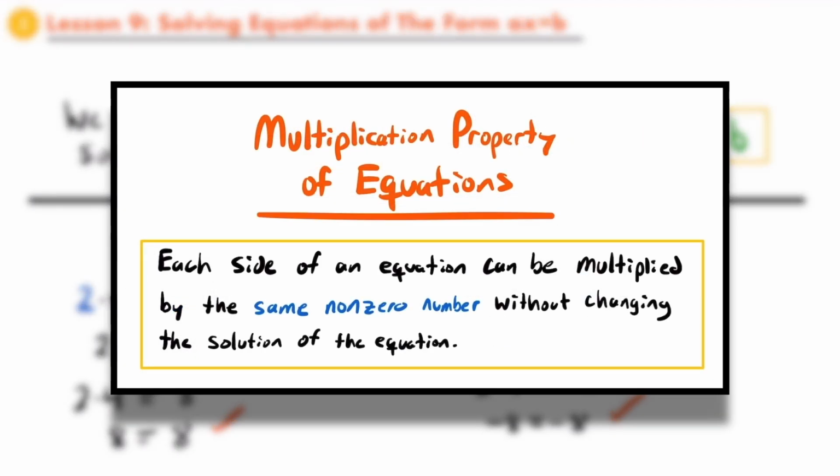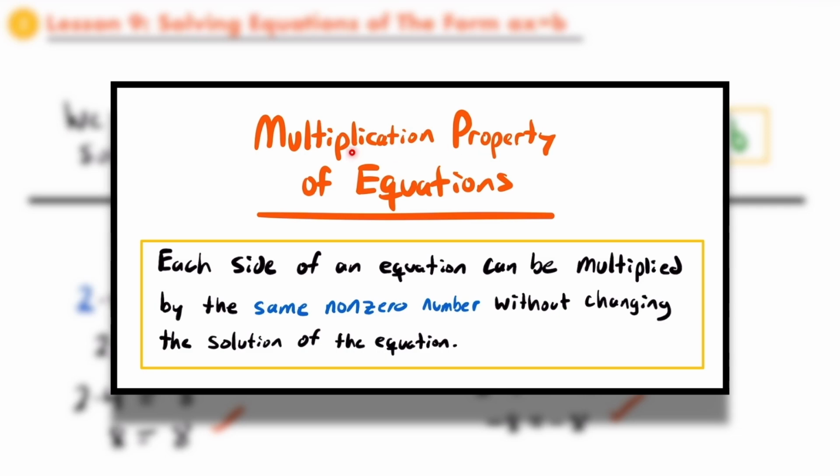As I mentioned earlier, last time we learned about the addition property of equations, which lets us add or subtract the same number from both sides of an equation. Well, the multiplication property of equations says that each side of an equation can be multiplied by the same non-zero number without changing the solution of the equation. And really, this also applies to division, since division is essentially defined in terms of multiplication. And you'll see what I mean by that in an example in just a little bit.